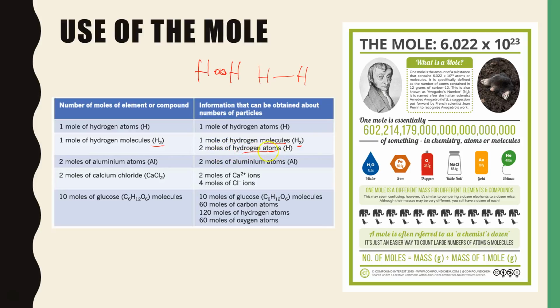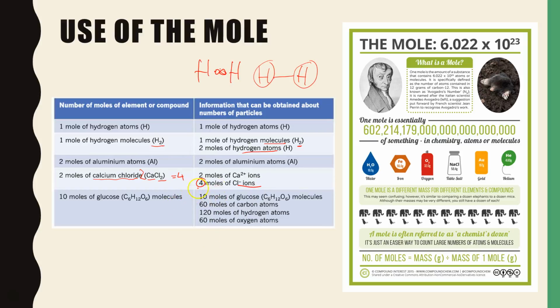Whereas 2 moles of hydrogen atoms is because you've got 1 of the atoms there and 2 of the atoms. If you had 2 moles of aluminium atoms, again 2 moles of aluminium. 2 moles of calcium chloride, you would have 2 moles of calcium ions, because calcium, remember, has a 2+ charge. Now in this formula, for every 1 calcium, we have 2 chlorines. So if we had 2 moles of calcium chloride, we'd have 2 times this subscript 2, which would mean 4 moles of chloride ions.